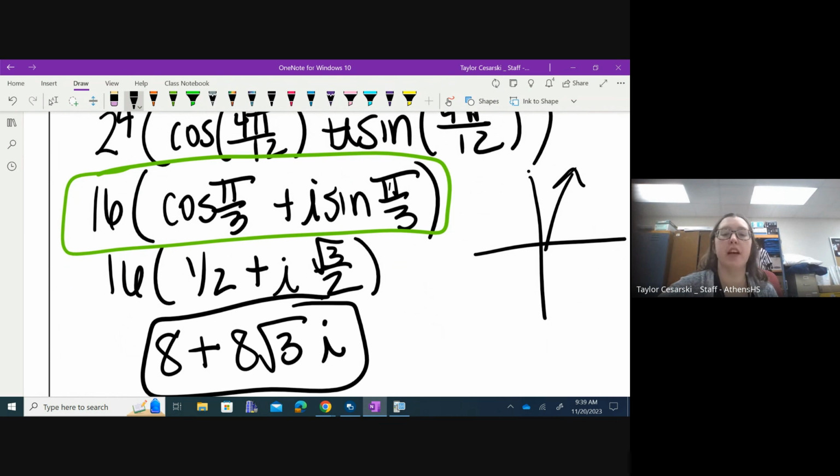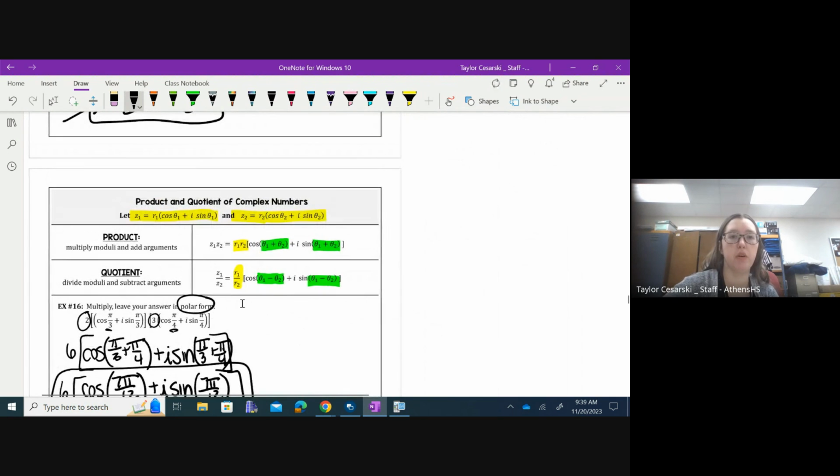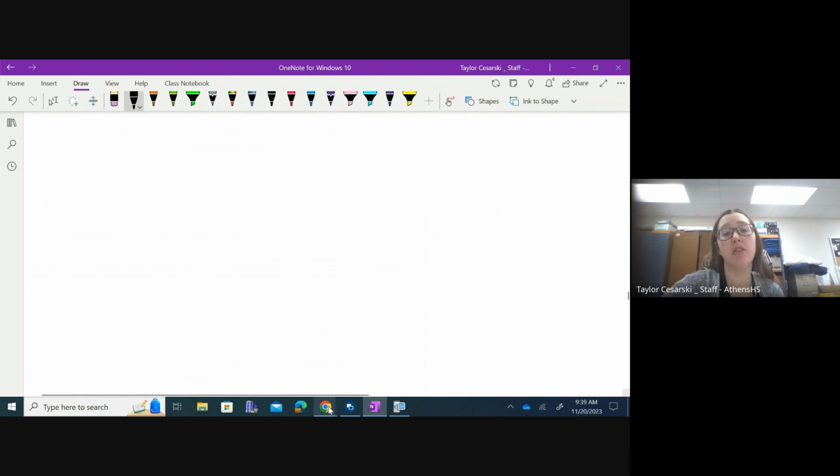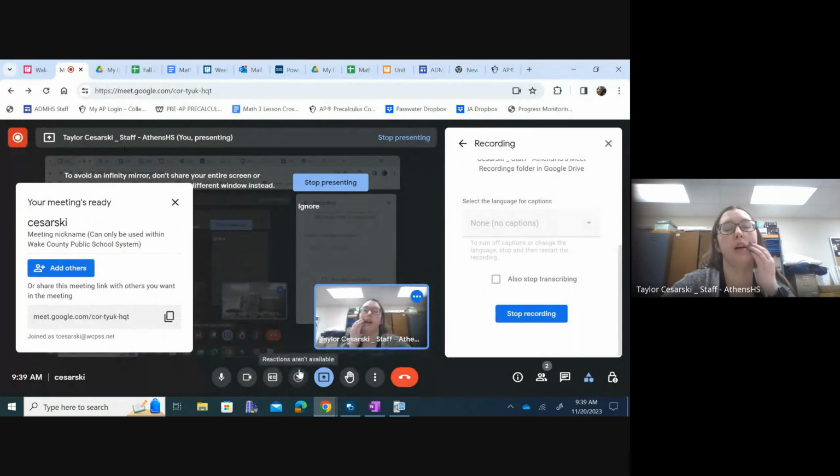Okay? So that wraps up some complex numbers. There's lots of different tips and tricks to be able to multiply and divide, but really it's all the same things that we've been doing. Can we find the angle measure? Can we find the r, the distance from the origin, and all of those sorts of things?